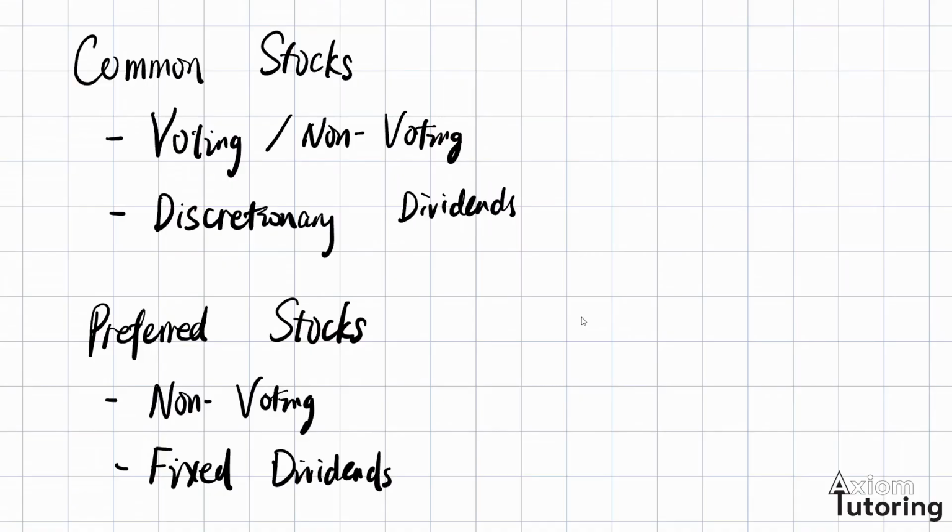Right. The second type of stock is the preferred stocks. They are always non-voting stocks, but they're entitled to receive fixed payments or fixed dividends. So they kind of act like bonds.